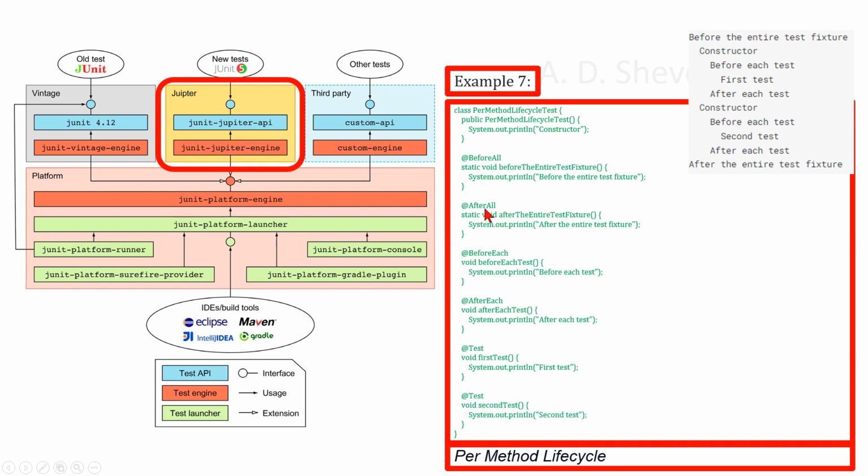Annotation interface @AfterAll. @AfterAll is used to signal that the annotated method should be executed after all tests in the current test class. In contrast to @AfterEach methods, @AfterAll methods are only executed once for a given test class.